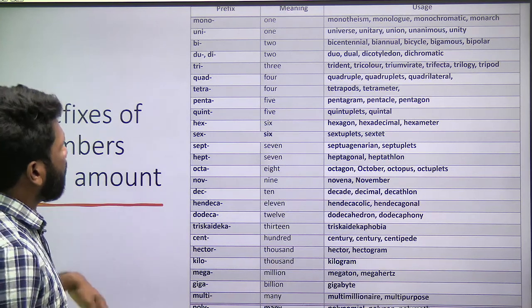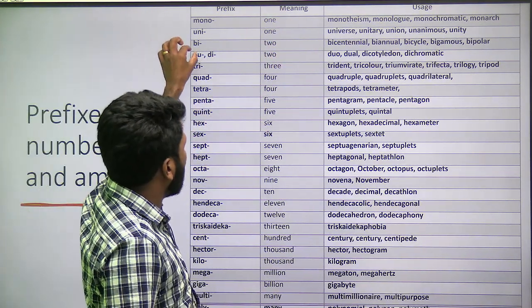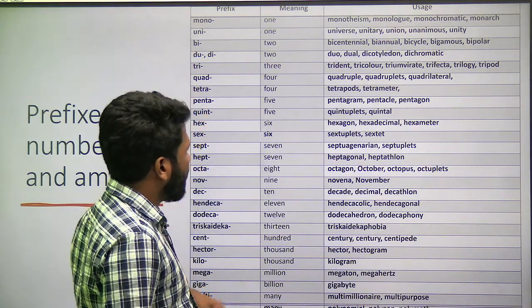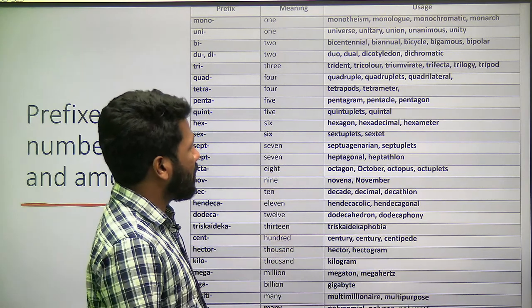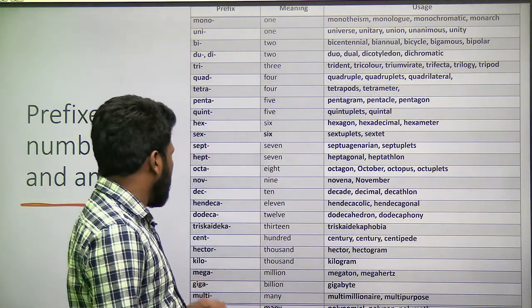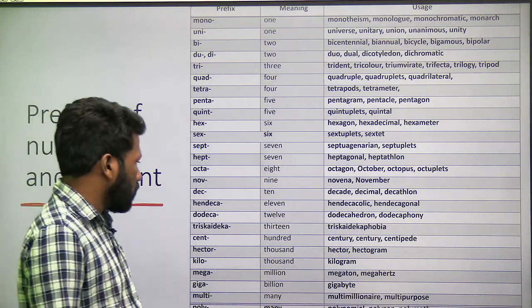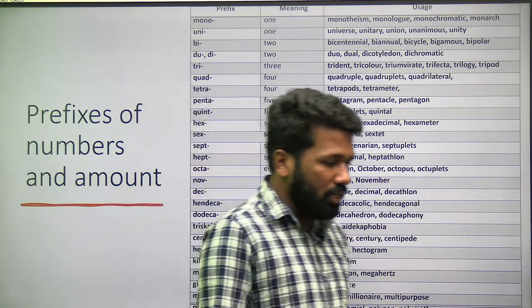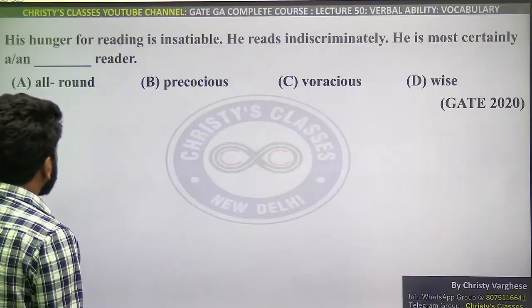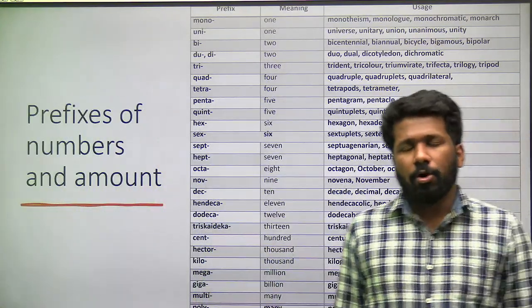Prefixes of numbers and amount. Monotheism, monologue, mono, uni, bi, tri, quad, tetra, penta, quint, hexa, hexagon, hexadecimal, pentagon. Are you getting the point? So that is prefixes of number or amount also. Kilogram, kilo means thousand, so thousand gram. Kilometer, thousand meter, etc. So I hope you got an overall idea about prefixes.